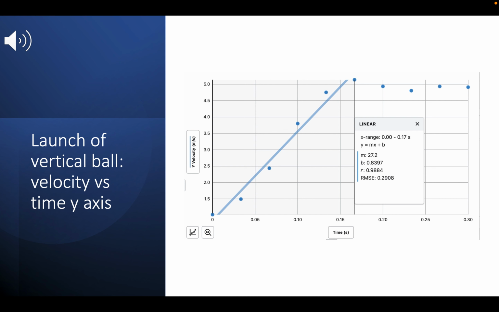From the position time graph, we can see that the object is accelerating. This velocity time graph for the y-axis confirms this. We can also see that there's a constant acceleration of 27.2 meters per second squared in the upward direction from a time period of 0 to 0.17 seconds.